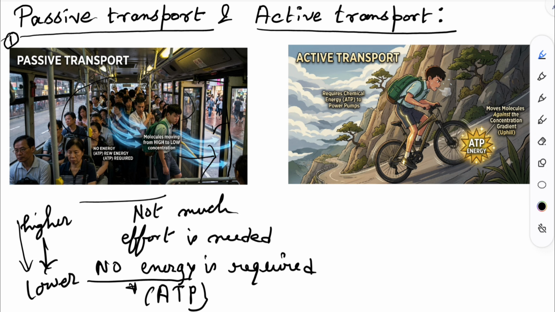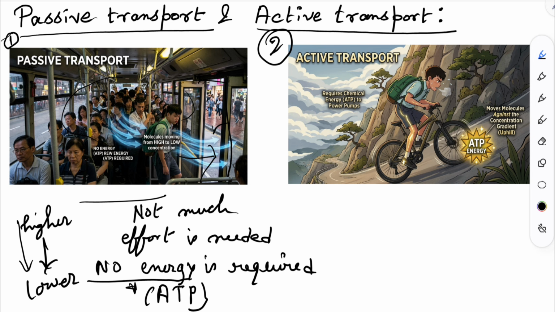In very easy language, I will say that passive transport means the lazy method, where not much effort or energy is required. That is passive transport. Now, this was your scenario number 1. Here we will see our scenario number 2.